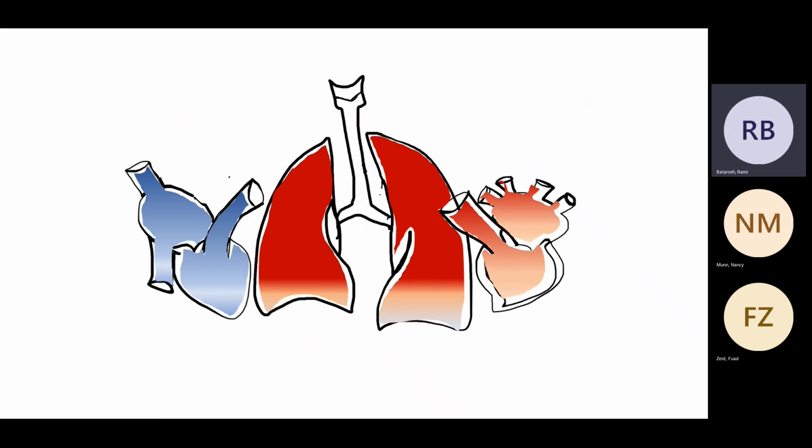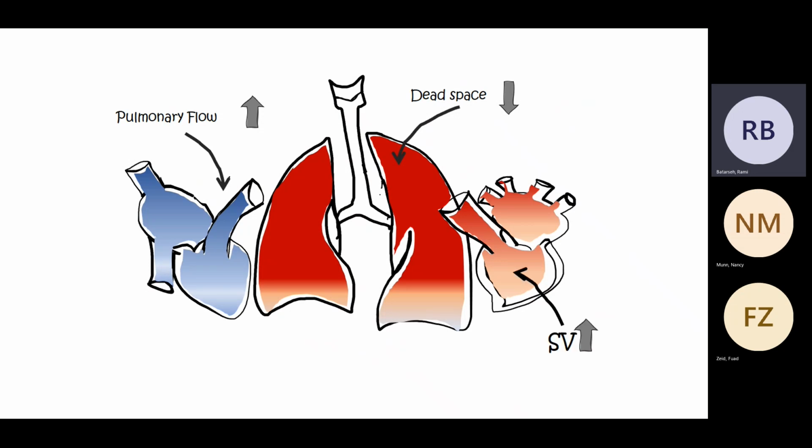So during exercise, what will happen is I need more flow. Like I'm exercising, I need more flow. So the pulmonary flow will increase. So I have more flow, that's normal. And our dead space will decrease. Why is that? Because I have more flow to the alveoli and everything, so the dead space will go down. So that's normal with exercise.